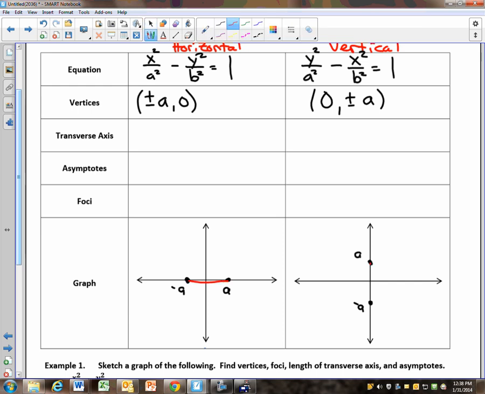Transverse axis is really the distance between the two vertices. Anybody want to guess what the distance between the two vertices is? 2a.